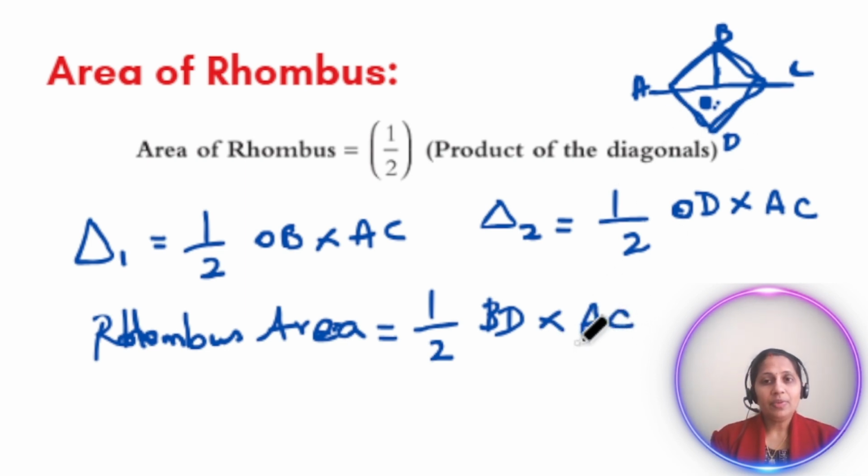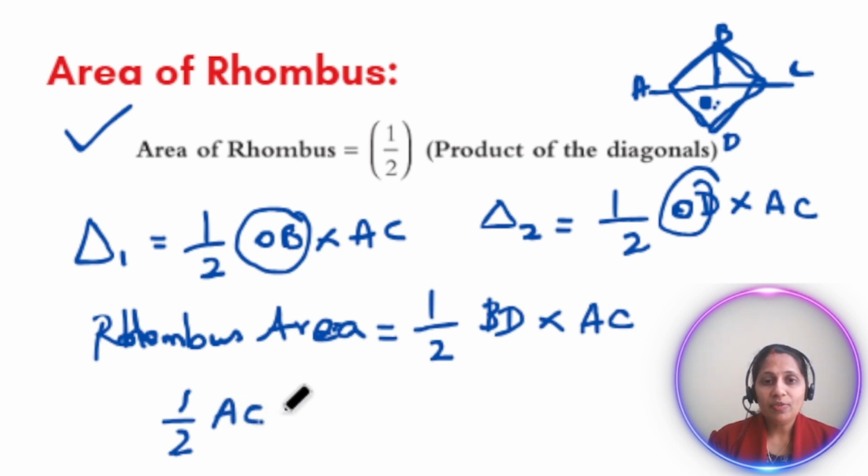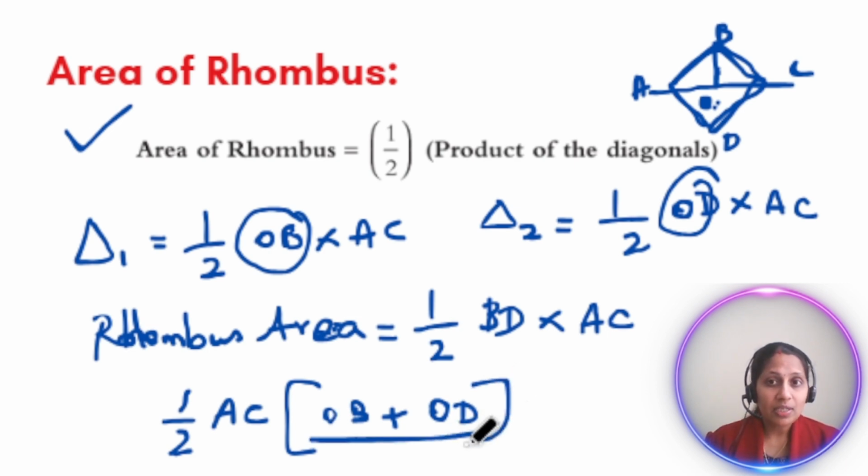When you sum it up, you get simply the product of the diagonals. Half of your product of the diagonals is nothing but the area of the rhombus. We know that OB plus OD gives you BD. So when you sum it up, half of AC is common for both, so take it out: OB plus OD is nothing but your diagonal. So the area of the rhombus is half of the product of the diagonals.